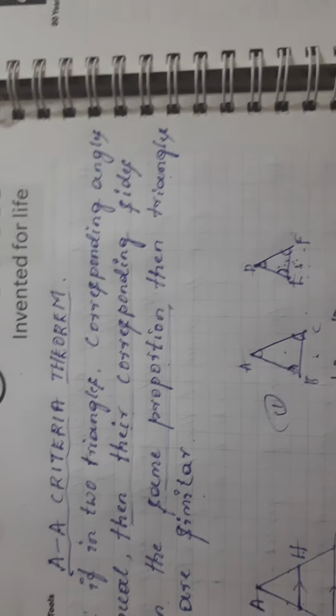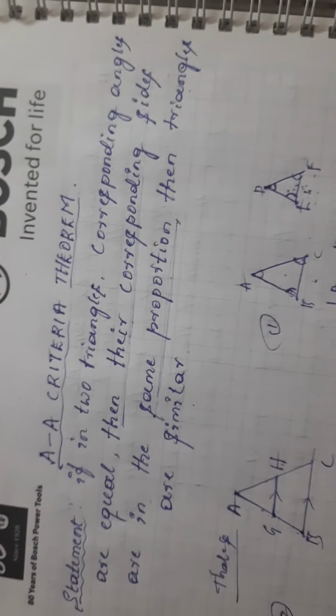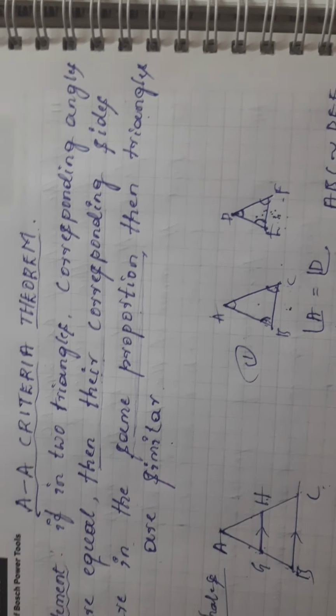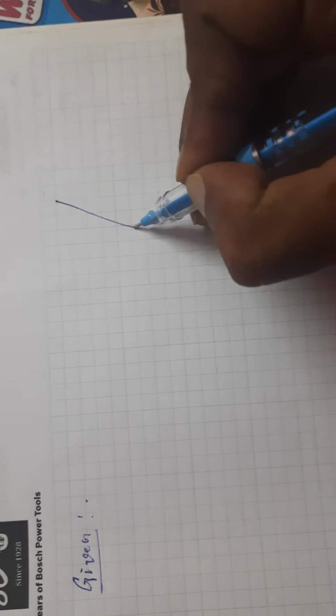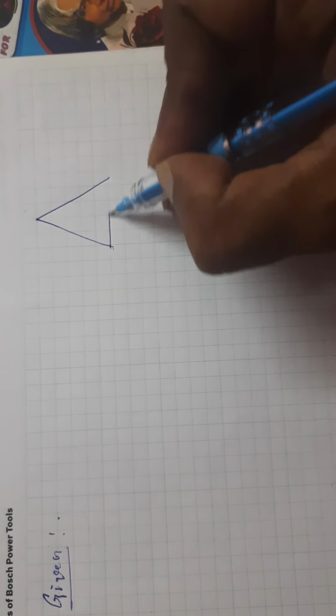Now let us start with the given data. What is given data? See the statement: if in two triangles, first we have to draw the two figures. If in two triangles, corresponding angles are equal. That is the statement they gave in the beginning. That is the given statement. Let us draw the two similar triangles.